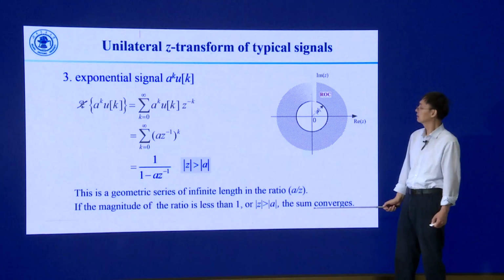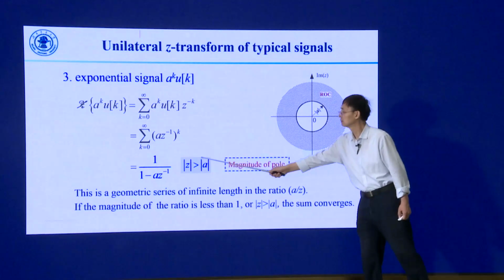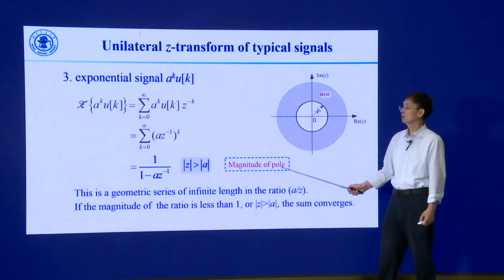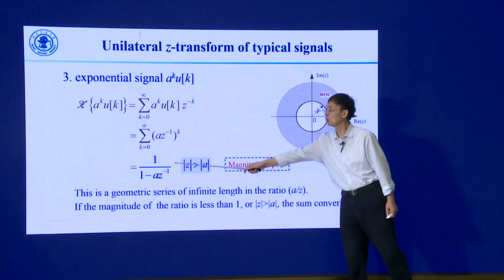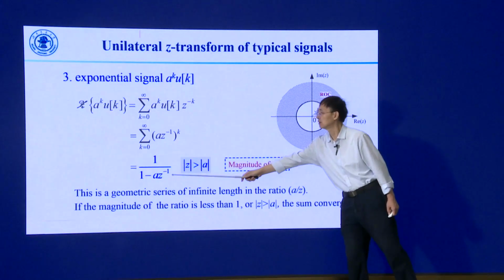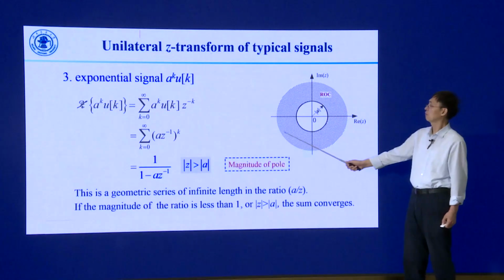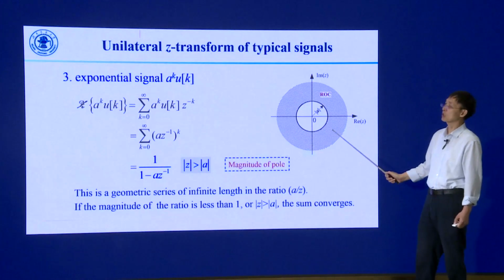We'll find this number is the magnitude of the pole. For this fraction, its pole is alpha. We can express it in this picture.